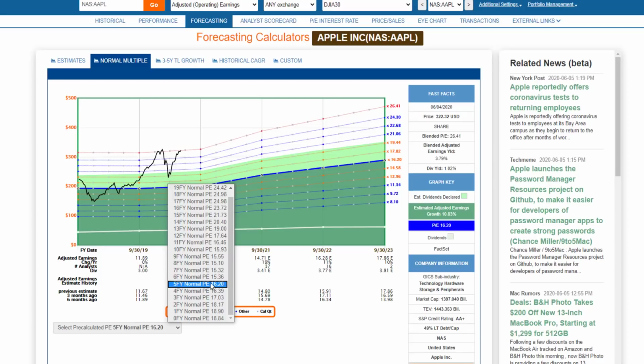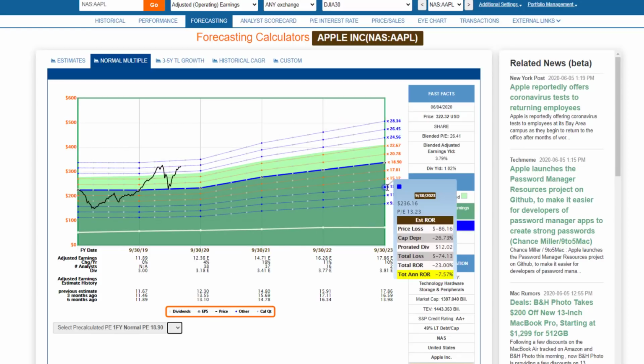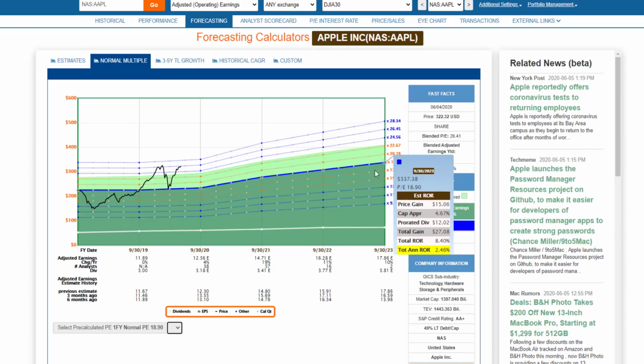But if you feel more comfortable that Apple might be worth, let's say, the 18 or 19 multiple, you can simply go here and pick it. I'll pick the 1-year 18.9, and by clicking on that, I want you to notice that now I've changed that so that I've got an 18.9 PE ratio multiple being drawn here, and I can do my valuation calculations. These calculators are just that. They're calculators.